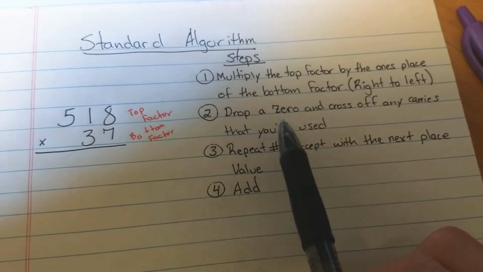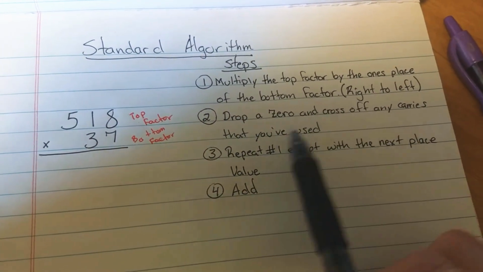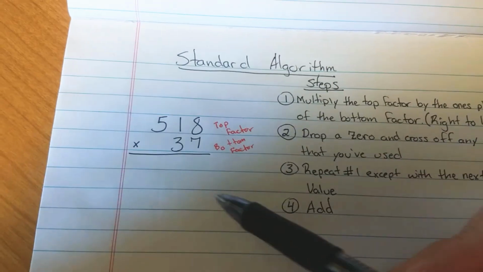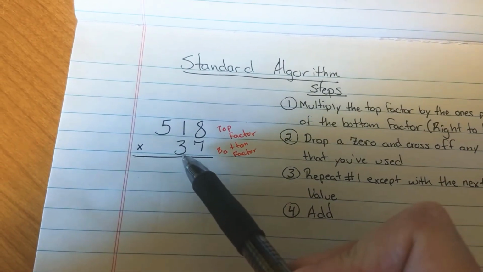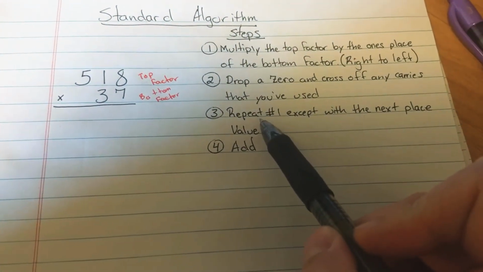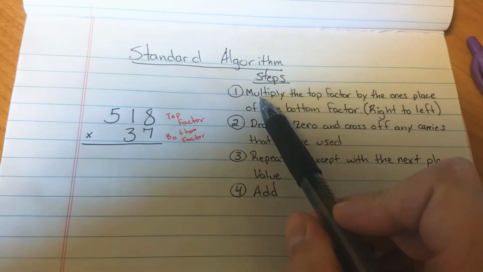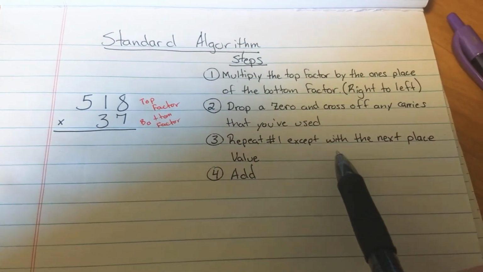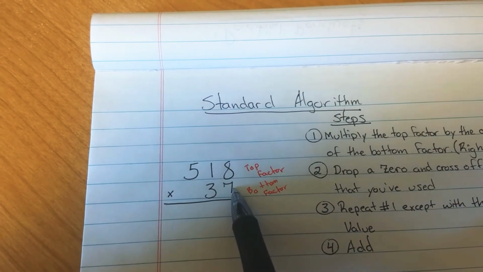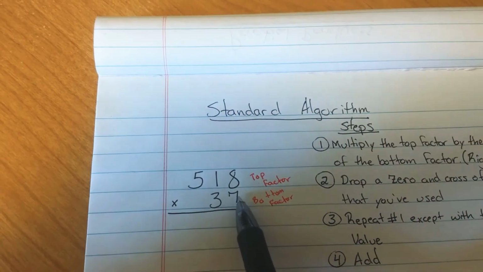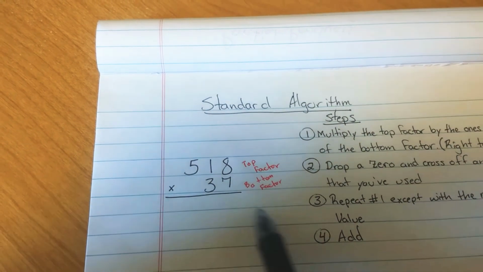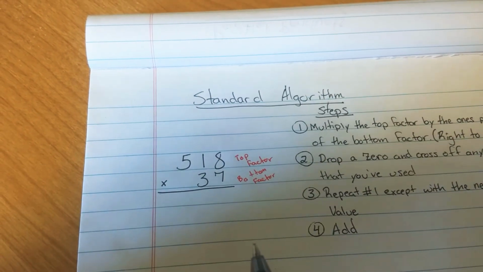Step 2 says drop a 0 and cross off any carries that you've used. I'll explain that when we get there, but I will have to drop down a 0 later because this is a 3, but it's actually a 30. Repeat number 1, except with the next place value. So I'm going to start with the ones place. When I finish the ones place, I'm going to move on to the tens. If I had another number here, it'd be the hundreds. Finally, I'm going to add at the end.